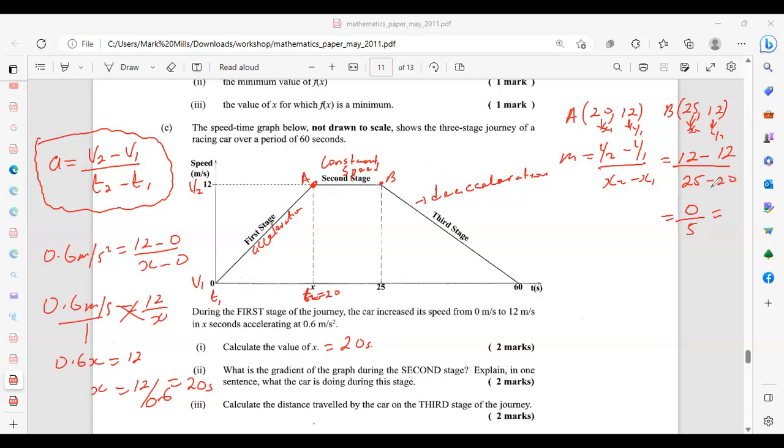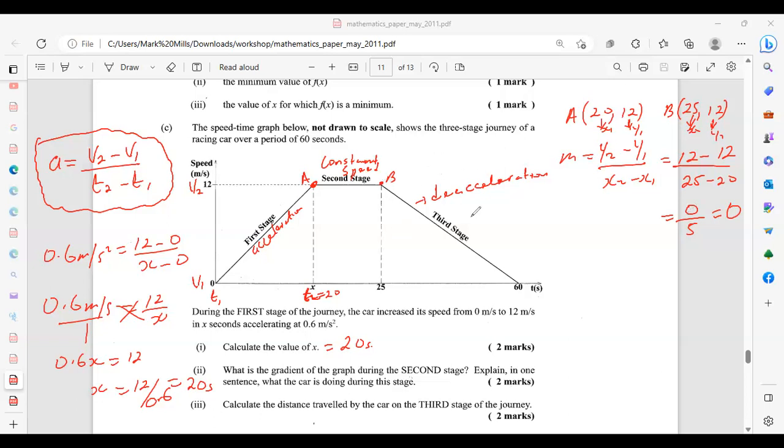What is 0 over 5? Zero. All right. Now, what did they ask? What's the gradient of stage 2? The gradient of the graph during the second stage would have been 0.